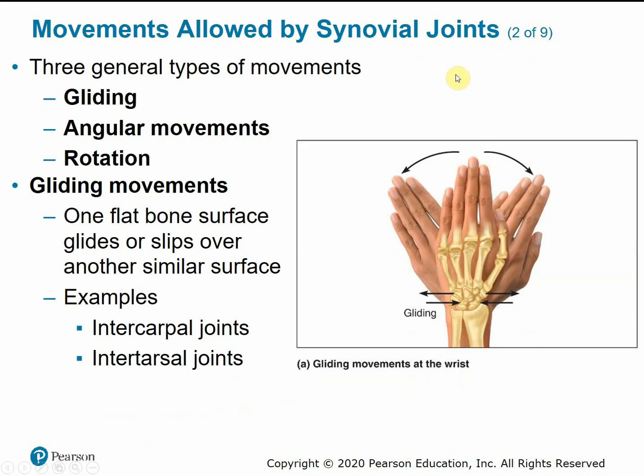There are 3 general types of movements we have with synovial joints. We have gliding movements, angular movements, or rotational movements. In gliding movements, one flat bone will essentially glide or slip over another flat bone surface. These are commonly found in the intercarpal, or wrist joints, and the ankle joints, or intertarsals.